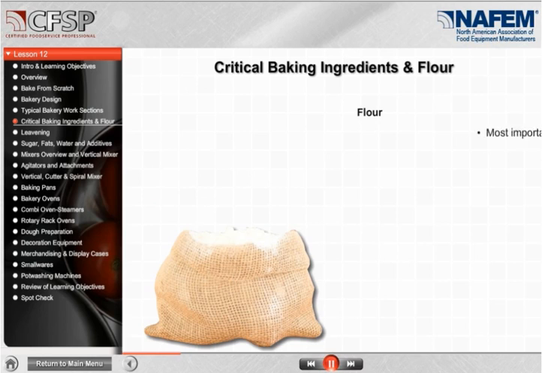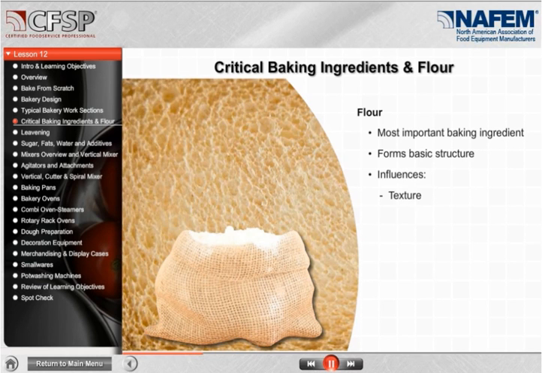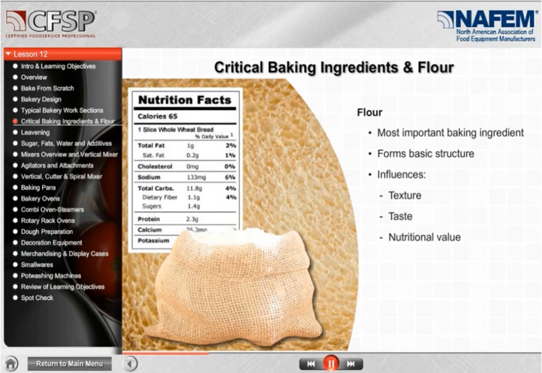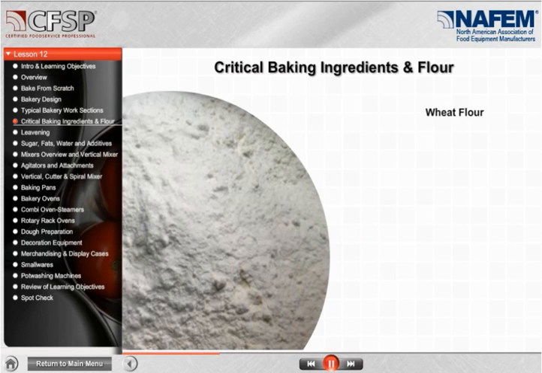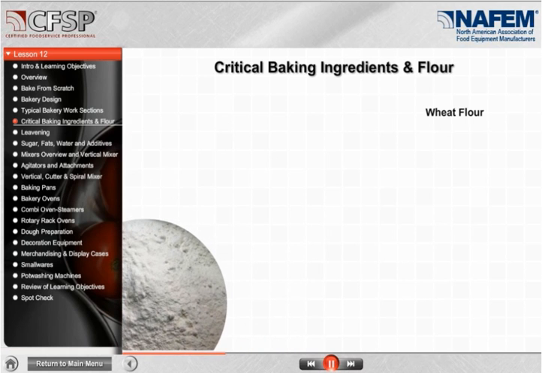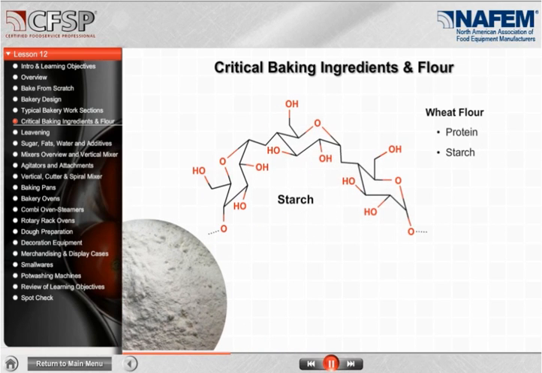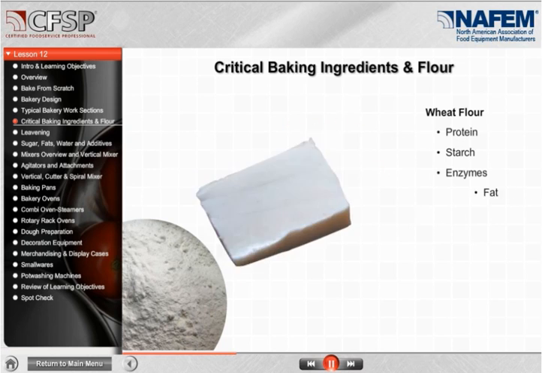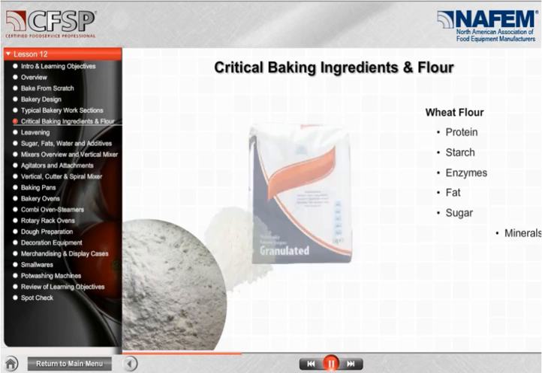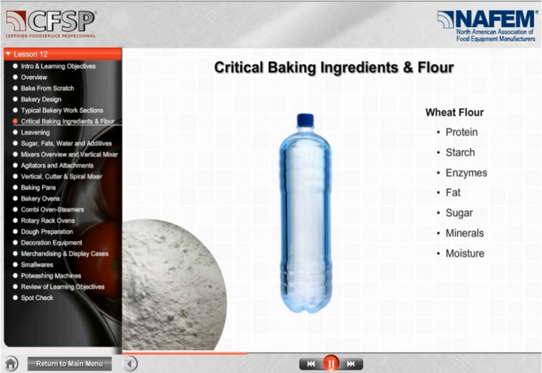Flour is the most important ingredient in baked products. Flour forms the basic structure and influences the texture, taste, and nutritional value. The most commonly used flour is wheat. Wheat flour is composed of protein, starch, enzymes, fat, sugar, minerals, and moisture.